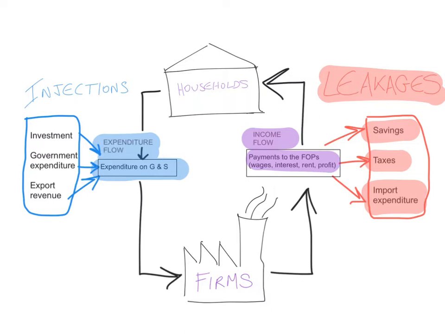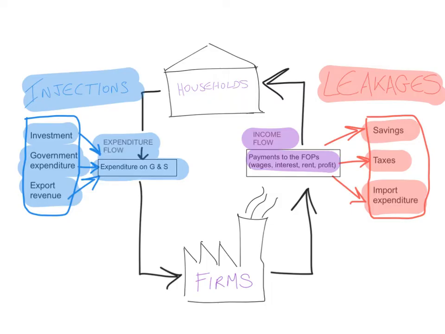Now, similarly, not all of the money that is spent is necessarily the only money that firms receive. There is money being invested in the financial market. So investment is an injection. Injections are things that add to the circular flow. Investment increases the amount of money that firms receive. Also, government expenditure is an injection into the expenditure flow and export revenue. When foreigners buy our domestic goods and services, this export revenue is also an injection.